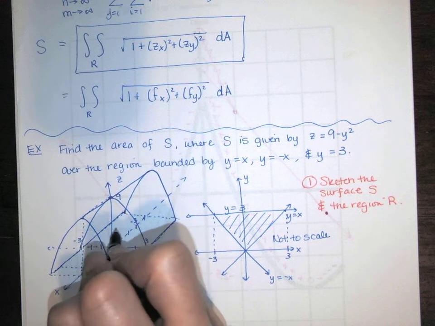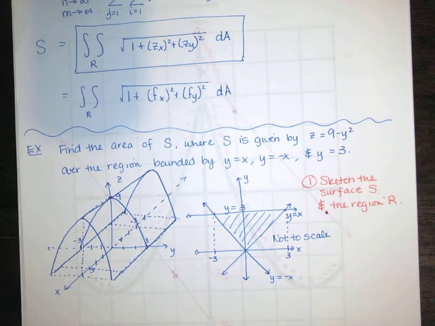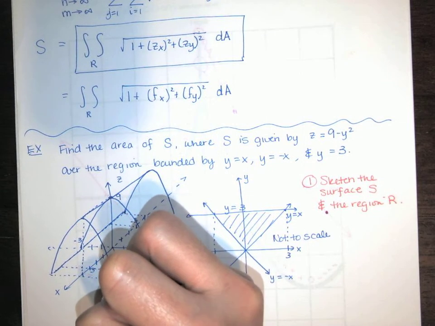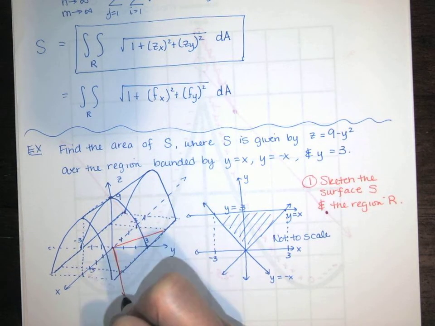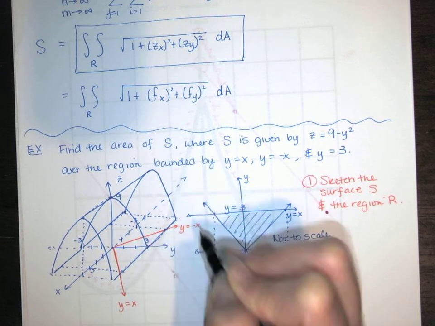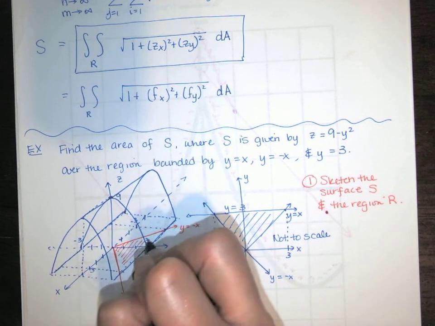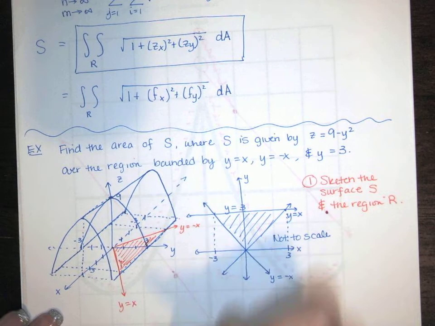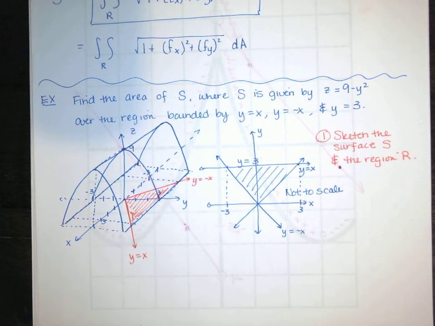Okay. And x equals negative 3 is here. So what we see, this triangle actually looks like this. This is the line y equals x, and this is the line y equals negative x. And this is the line y equals 3. So the region R is here. And we want the part of this cylinder that's lying above that triangle. That's what this question is asking us to find.